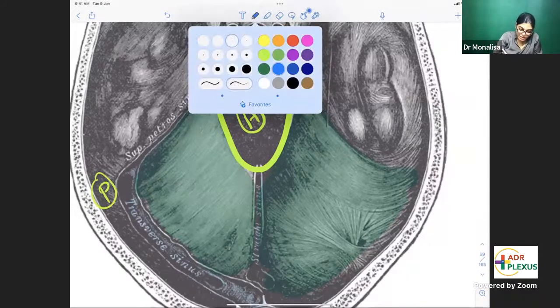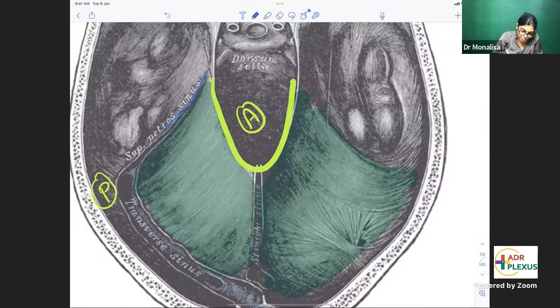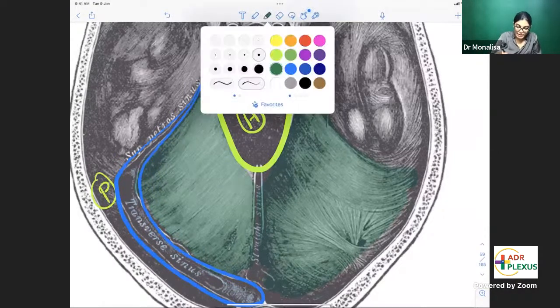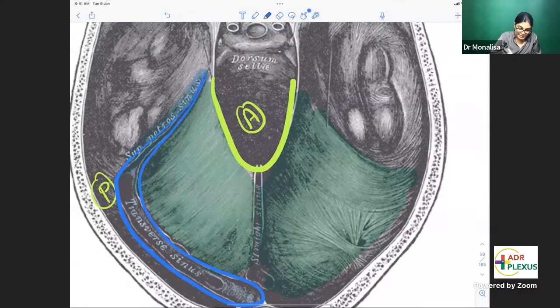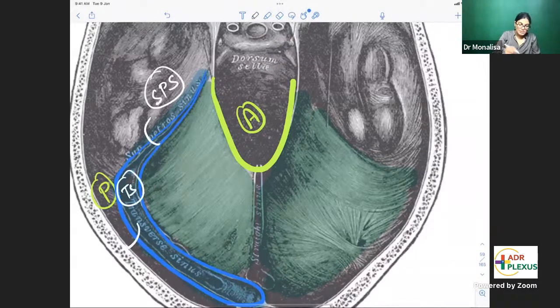Here you can appreciate that it is enclosing the superior petrosal sinus and also the transverse sinus. Two sinuses are enclosed by it. One is the superior petrosal sinus, SPS, and the other is the transverse sinus, TS. So it is enclosing two sinuses, the superior petrosal sinus and the transverse sinus.